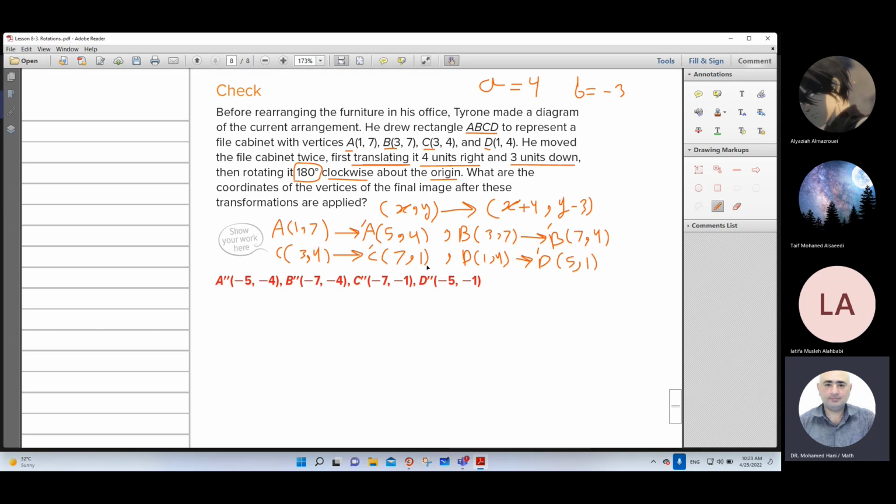Then, after the translation, we do rotation. And the angle of this rotation will be 180. And as you remember, the rule of the rotation, if you have (x, y), if the angle 180 clockwise about the center (0, 0) or about the origin, you take the opposite x, negative x. Then take the opposite y, negative y.